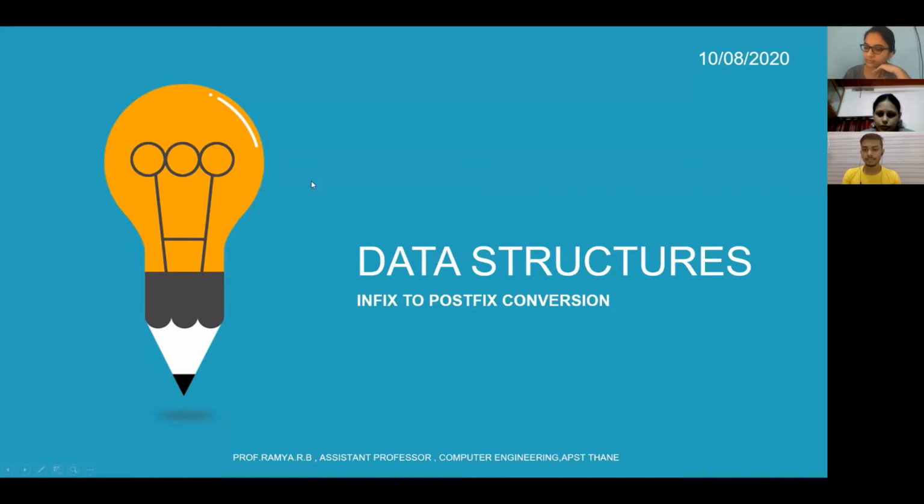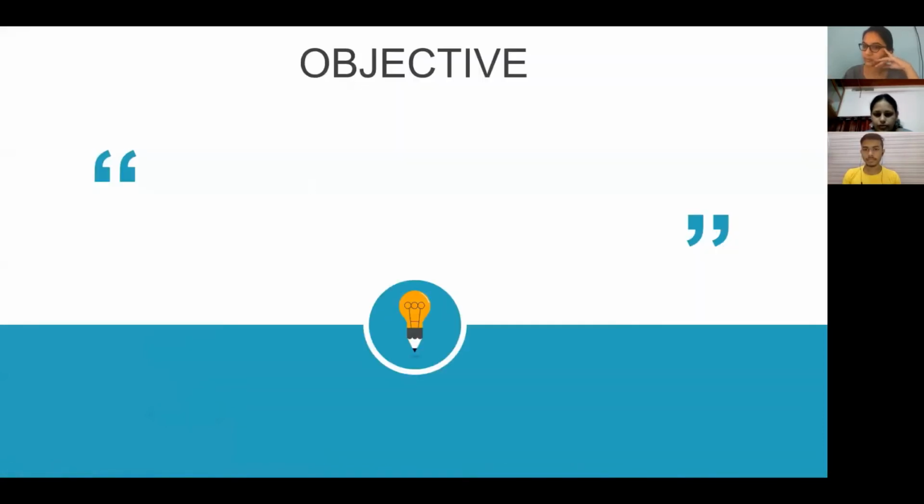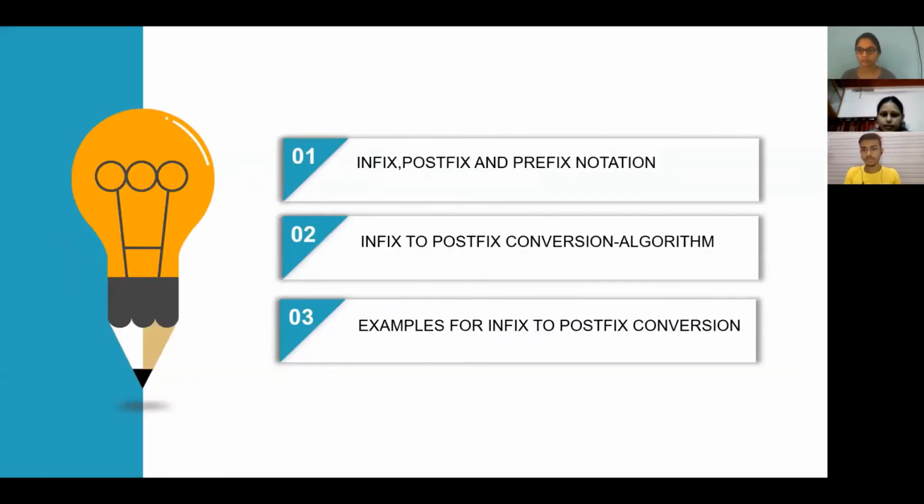Now let's dive into infix to postfix conversion. So the objective of today's session is to study infix to postfix conversion. This topic will require 2 lectures. So in today's lecture, we'll be covering all this.